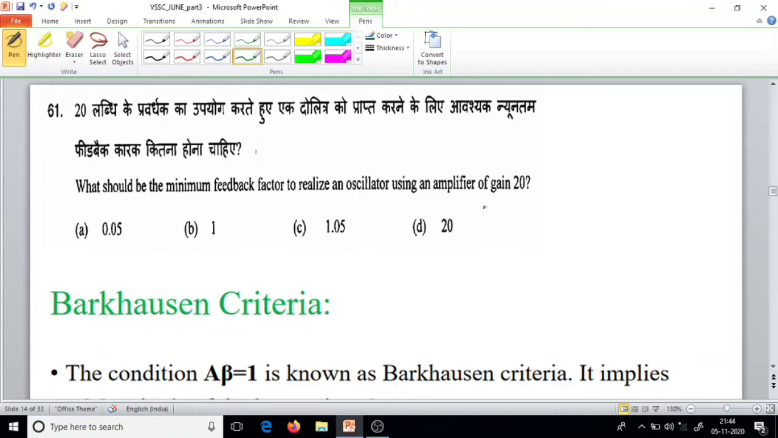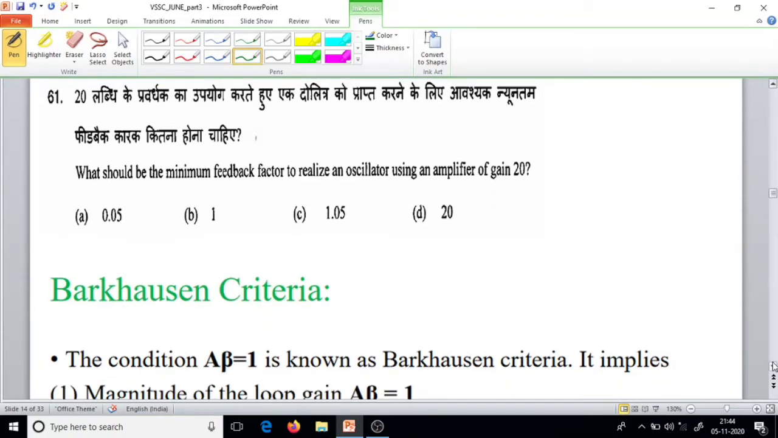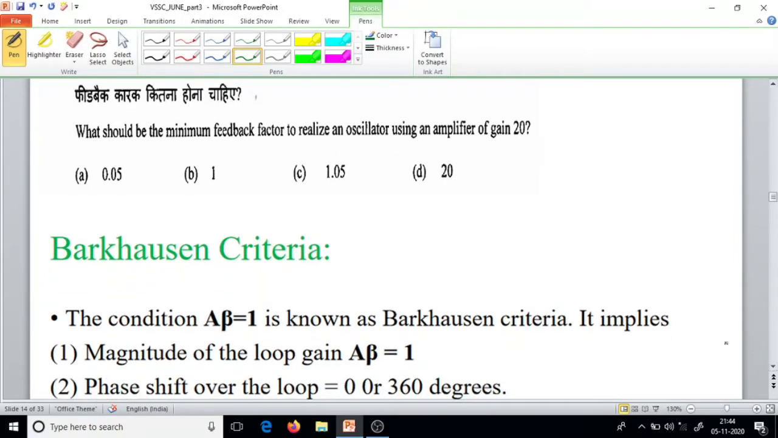Now, what is the Barkhausen criteria for oscillator? The condition is that A, the gain of the amplifier, multiplied by the feedback factor has to be equal to 1. That is, A beta should be equal to 1. This is the Barkhausen criteria. So this is the loop gain, magnitude of loop gain A beta equal to 1.